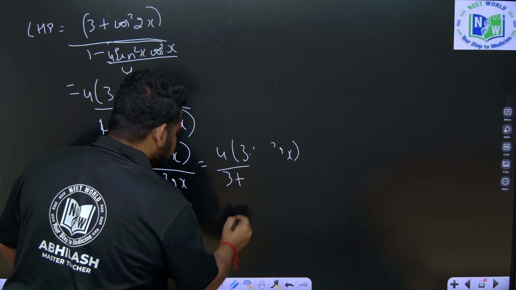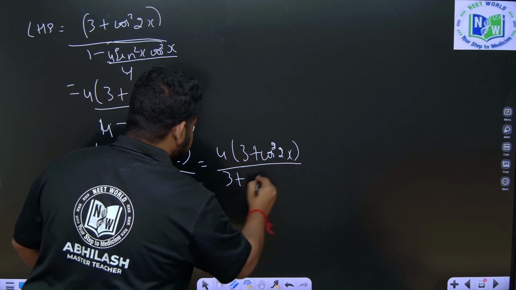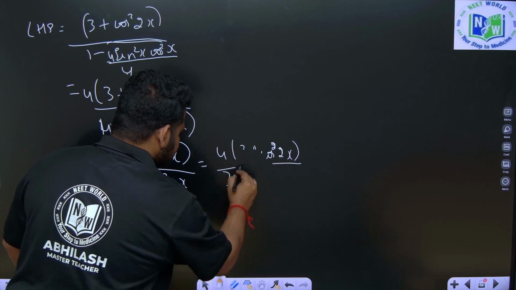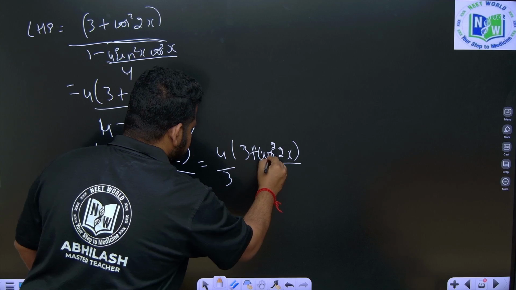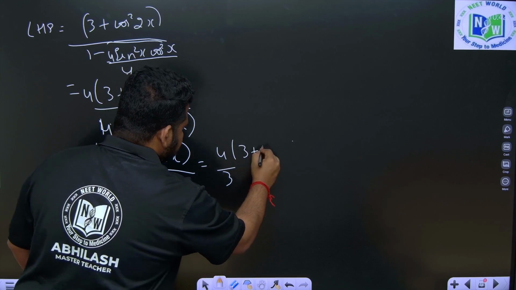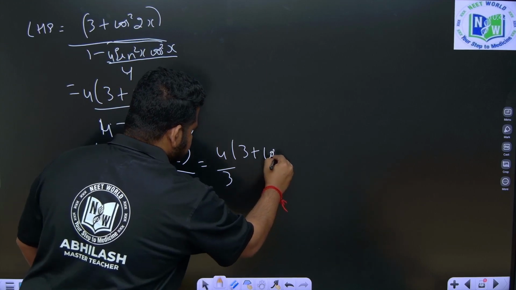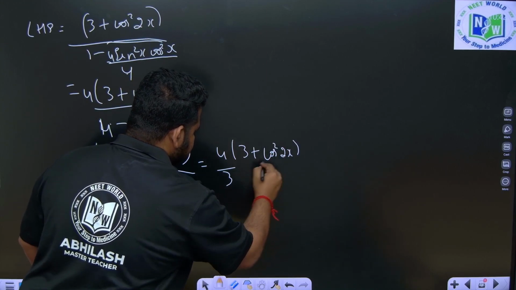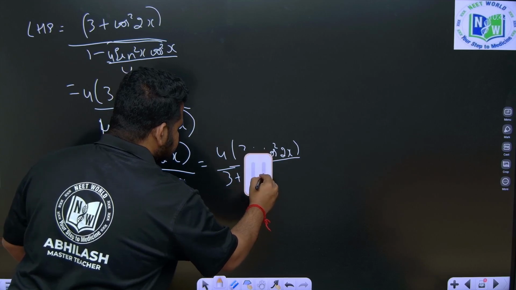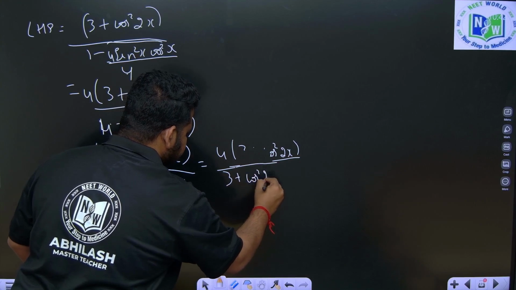Just a minute. 3 plus cos square 2x divided by 3 plus cos square 2x. Why is this happening? Let me write again. 3 plus cos square 2x divided by 3 plus cos square 2x.